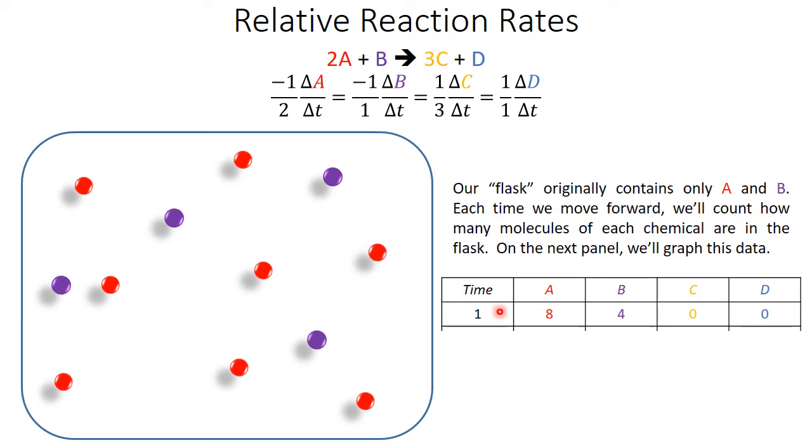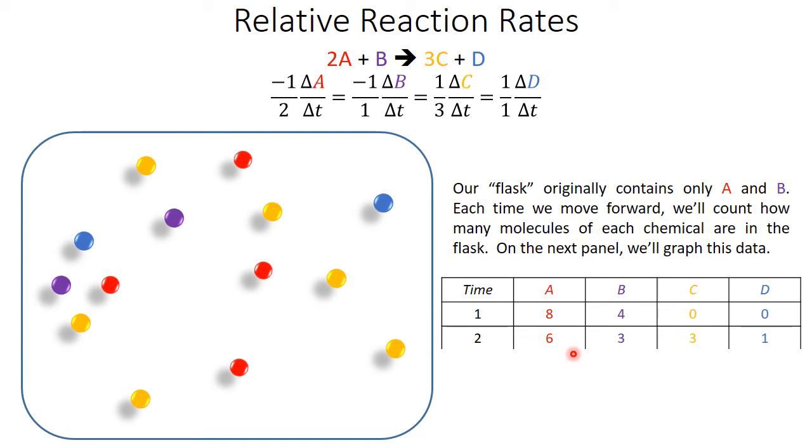So we're at our first time point. We have 8 molecules of A, 4 molecules of B, and no C or D present. All right, stepping forward, 2 of our molecules of A and 1 of our molecules of B were consumed, producing 3 new molecules of C and 1 of D. So now in the flask we have 6 molecules of A, 3 of B, 3 of C, and 1 of D.